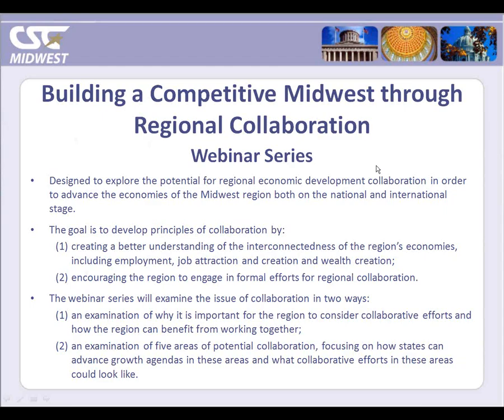And the second goal, I would say, was how we can encourage our Midwest region to engage in more formalized efforts for regional collaboration. And it's something that the chair of CSG, the MLC, Representative Reske from Indiana, has been a very strong advocate on behalf of, trying to encourage that formal process and regional collaboration, and ideally we'll really kick off that process with today's webinar.